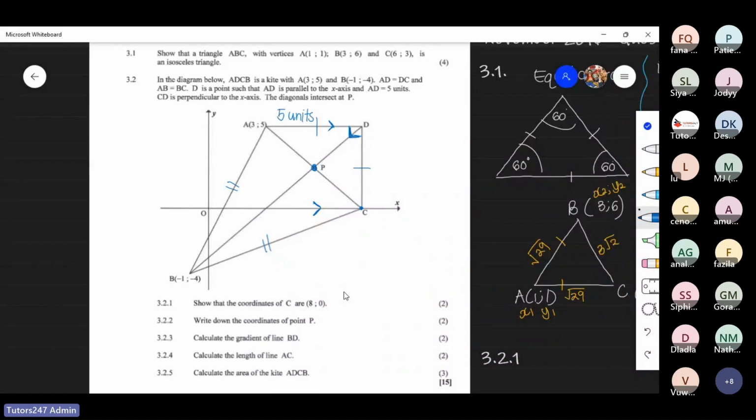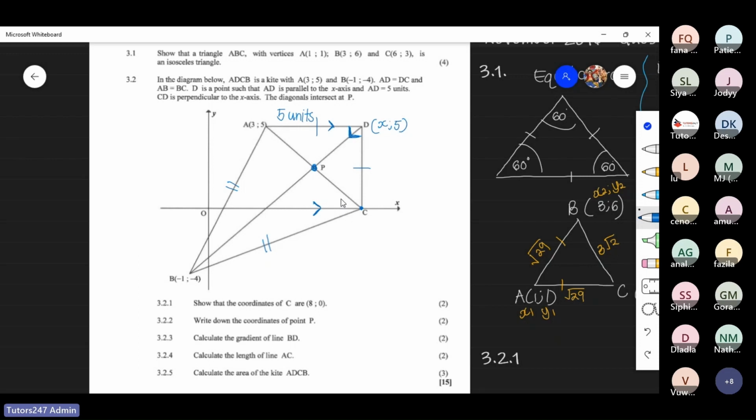So let's see, how would we now show that C is going to have coordinates 8 and 0? Because the question previously mentioned that AD is parallel to the x-axis, that therefore means that AD is a perfectly horizontal line. That then means that the y value of D is going to be the same y value as A. So even though we don't know what the x coordinate of D is, we know the y coordinate. It's going to be 5.